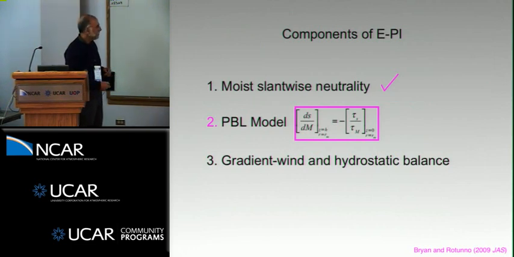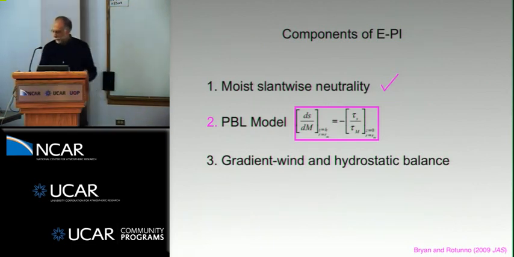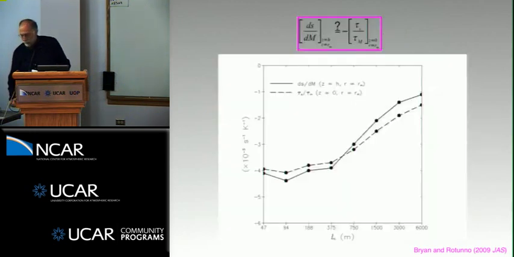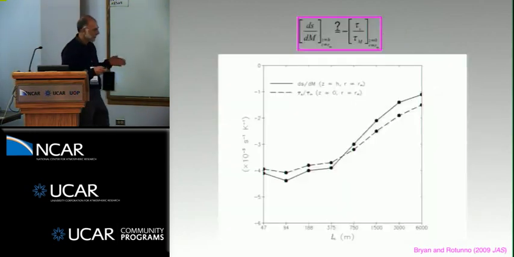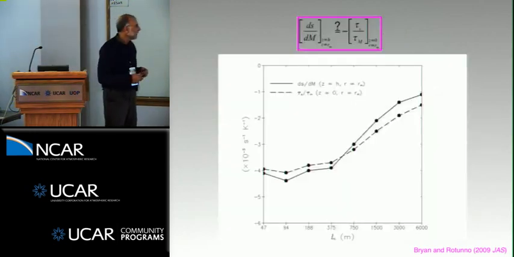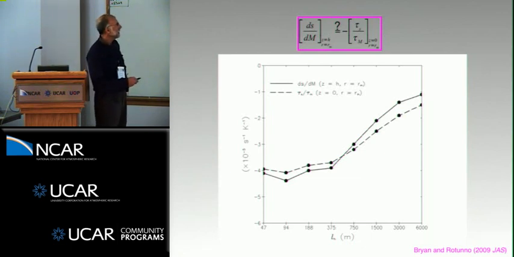The second thing was the PBL model. This is one of the things that we're suspecting, well, perhaps this thing goes wrong in some bad way. So what we did, from that same simulation, the one where Vmax exceeds the theory, is simply independently estimate the left-hand side and the right-hand side. And as you can see, they track each other rather well.